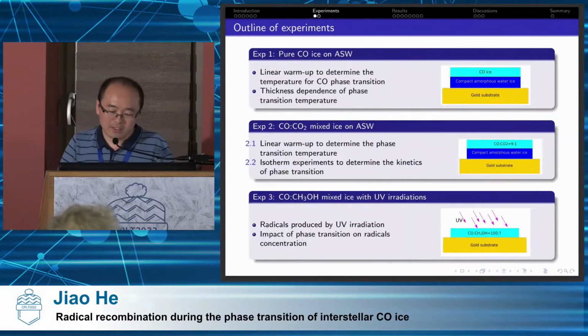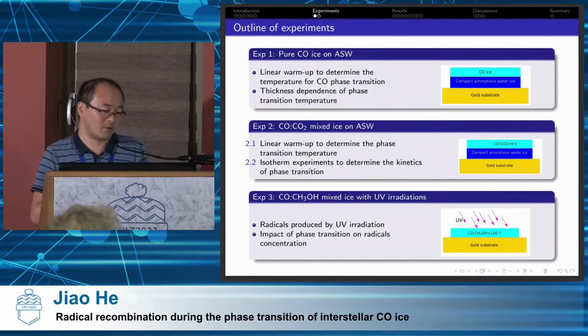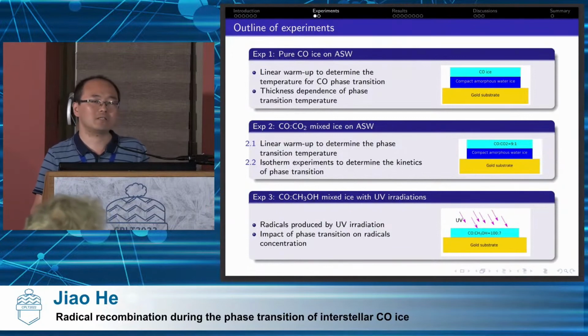So in this study, we have 3 sets of experiments. The first is pure CO on amorphous solid water, where we try to study the phase transition temperature. The second is the CO and CO2 ice mixture. We dope a small fraction of CO2 in the CO ice and see what the impact of the impurity is on the phase transition. In the third set of experiments, we have some methanol in CO, and we shine UV radiation on it and look at how the phase transition affects the chemistry in the ice.